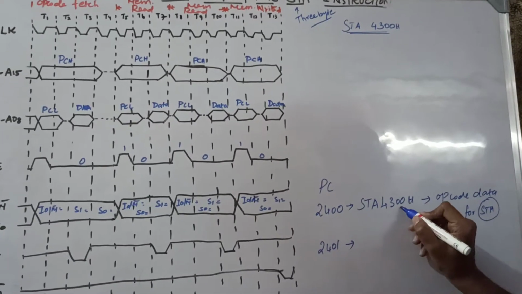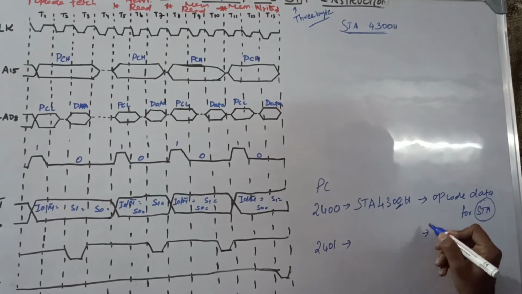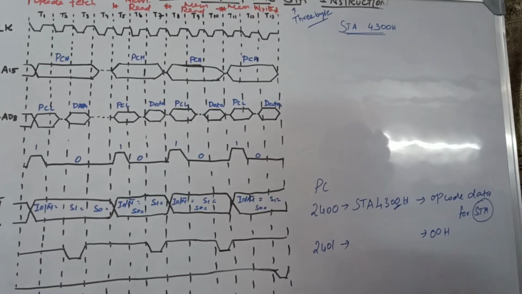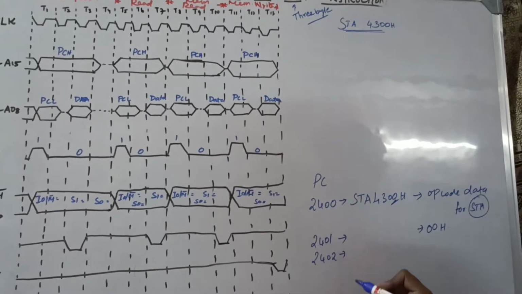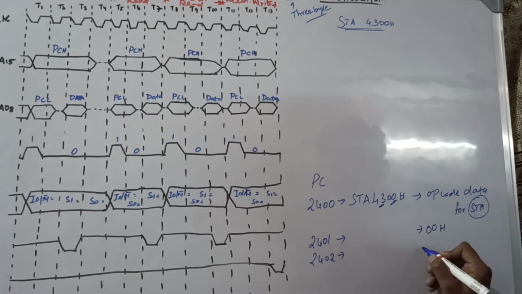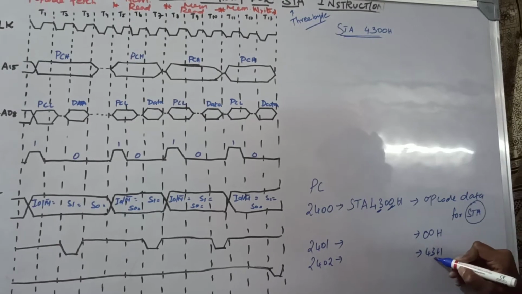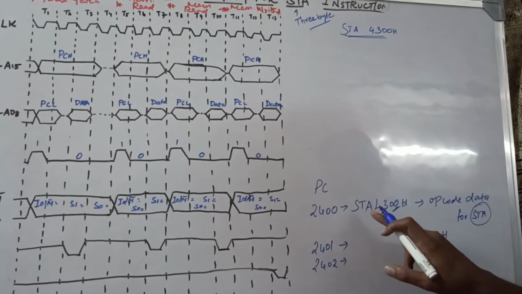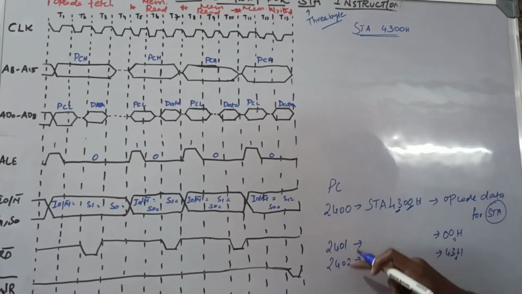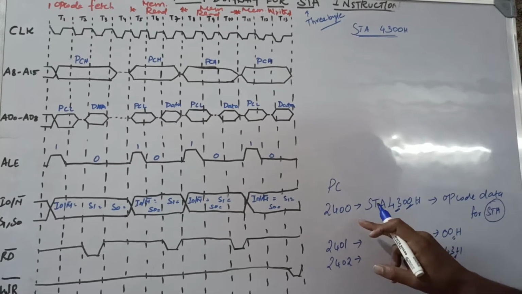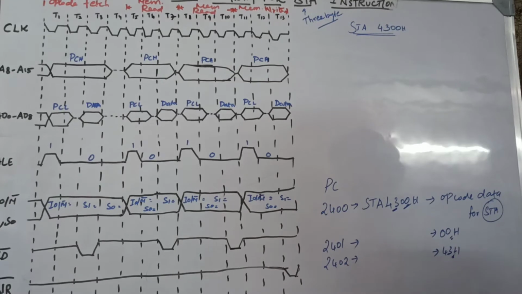In this location, it points to the lower order address of the specified instruction. The lower order value is 00H. The next program counter location is 2402. In this location, it points to the higher order address. After reading the higher order and lower order address, only then can you transfer the accumulator content into the memory location. So this is the format of the program counter values. The corresponding memory locations store the opcode data as well as the lower order address and higher order address.